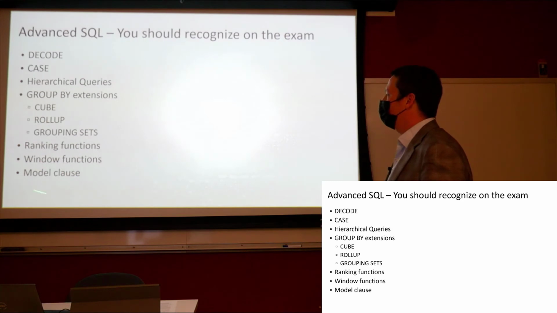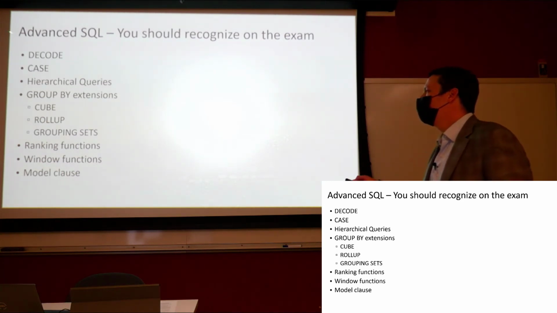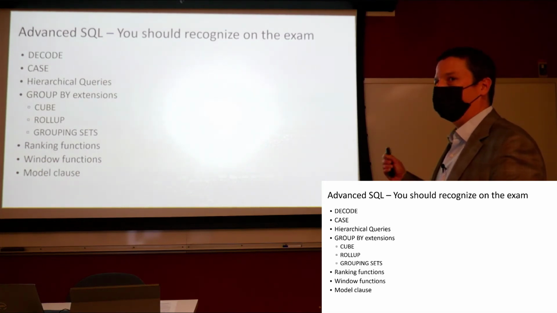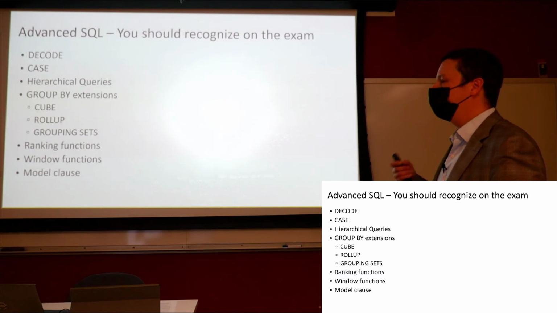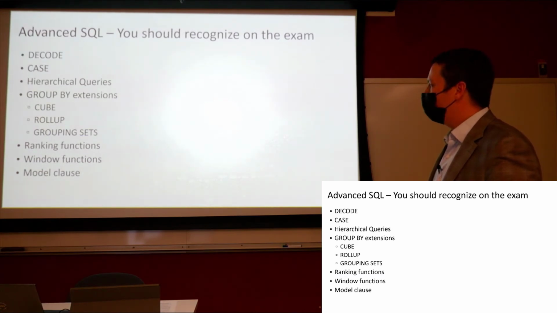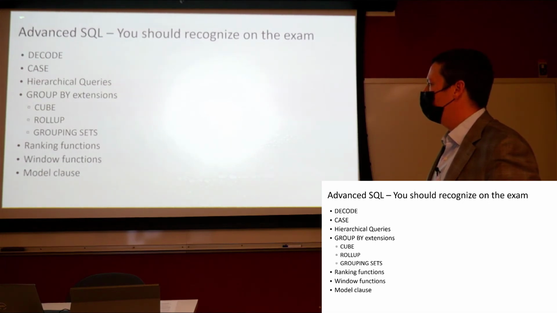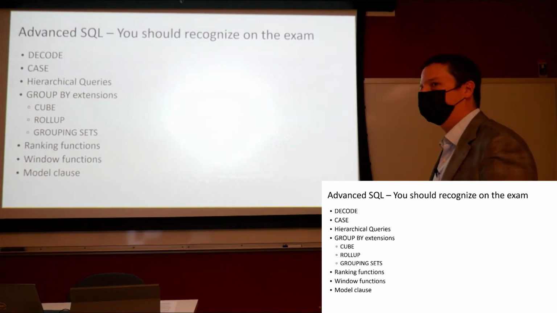We talked about ranking, so rank and dense rank, your window functions, your model clause. So look at all this stuff. I might show you some SQL using this and ask you to explain what a portion of it is doing or what it would do if we made some changes to it. But I'm not going to ask you to write SQL queries that incorporate this, okay? You might have to read SQL queries that use this, but I wouldn't ask you to write SQL queries that use this. Make sense?